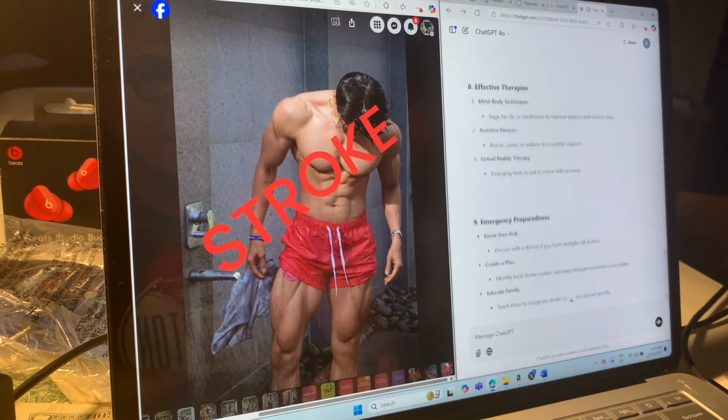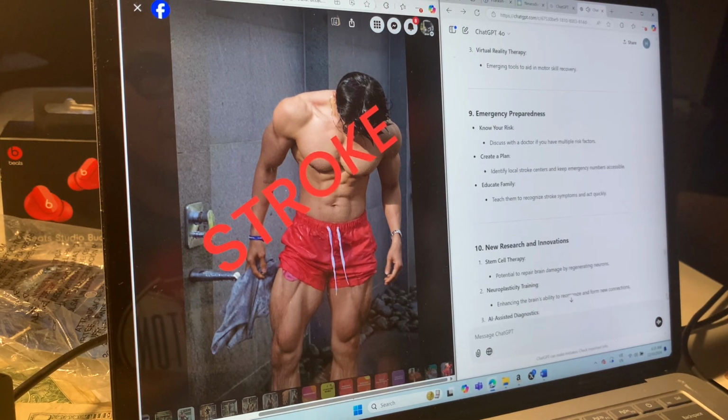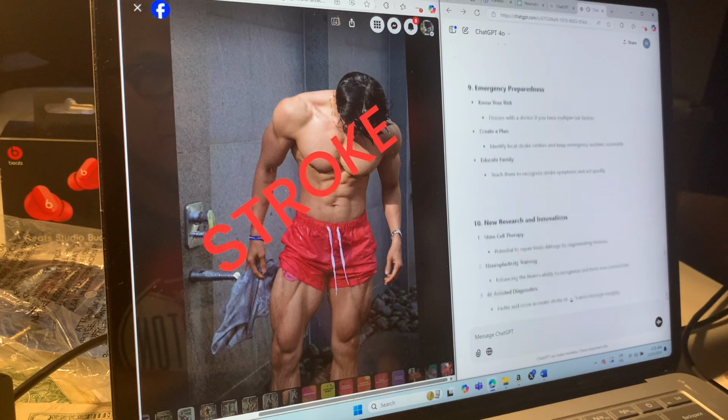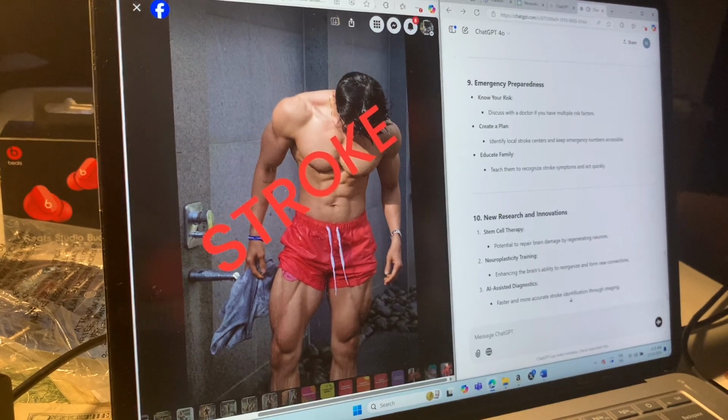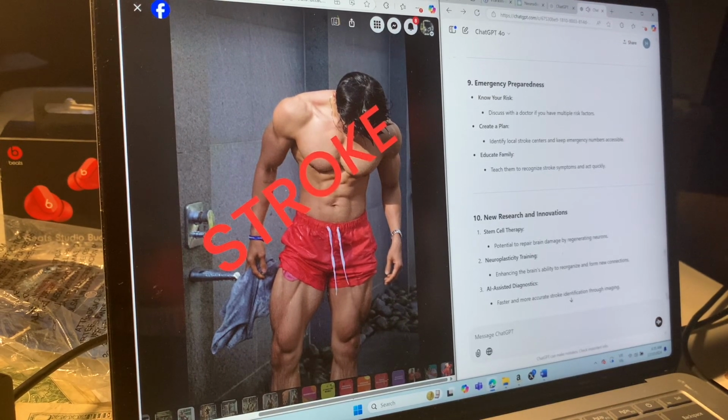Emerging tools to aid in motor skill recovery. 9. Emergency preparedness. Know your risk. Discuss with a doctor if you have multiple risk factors. Create a plan. Identify local stroke centers and keep emergency numbers accessible. Educate family. Teach them to recognize stroke symptoms and act quickly.